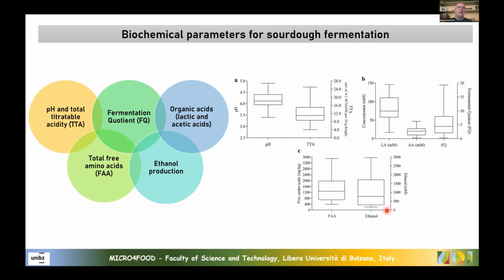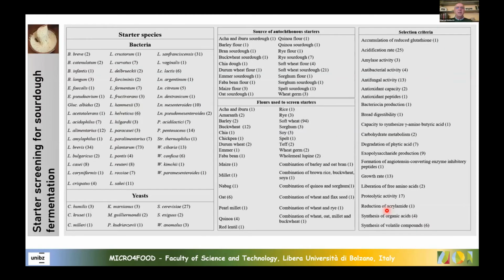This is a list of the starter species that can be used to ferment the sourdough. And this is a list of the selection criteria that you can use to ferment the sourdough. And in most of the cases, the secret is to use microorganisms that are coming from the same flours, grains, cereals, pseudo-cereals, or legumes, where you have to use the sourdough.